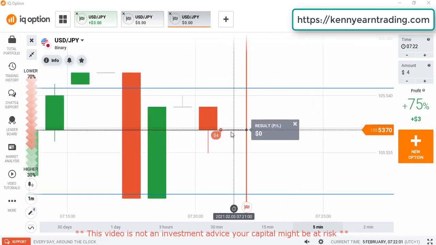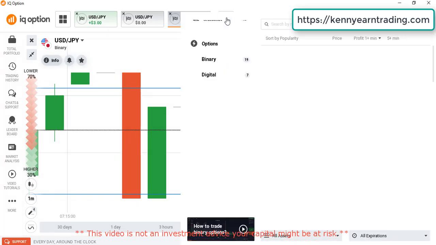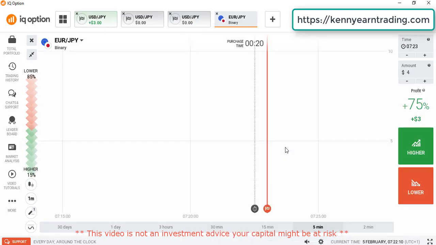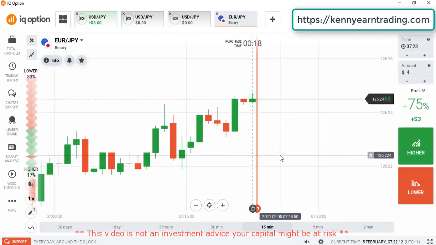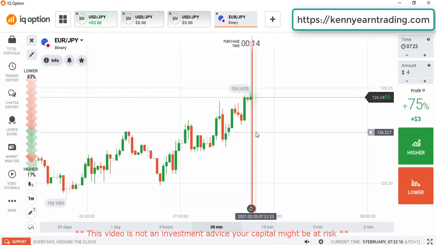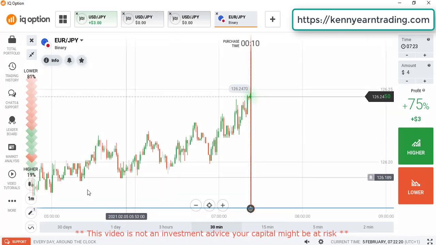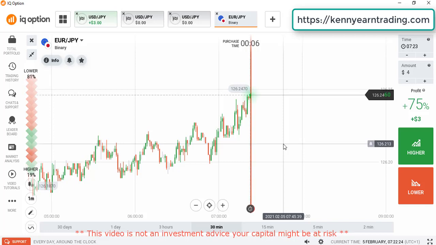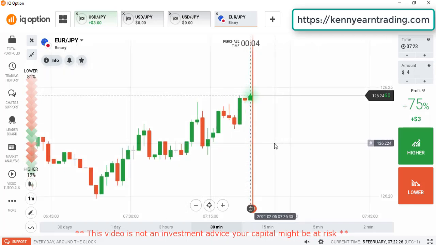Wonderful. We still had another ATM. I guess I should change this chart. Let me look for a better market. The market is not good. When you keep on seeing dodgy candlesticks like that in the market, it's better you change the chart.